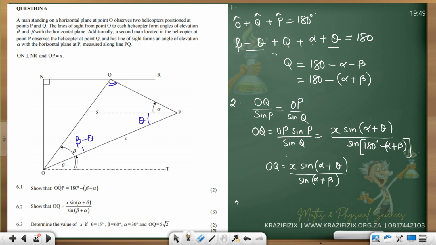Come on, people. Number 3. We need to do something with cosine rule. I don't like all of this sine rule, sine rule, sine rule. Are we on the same page?